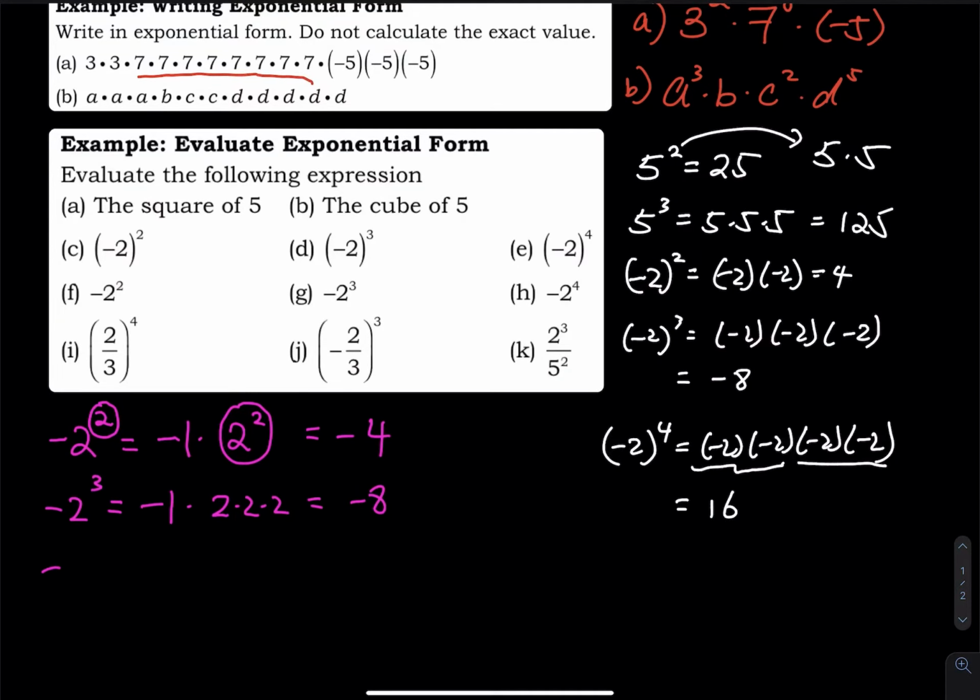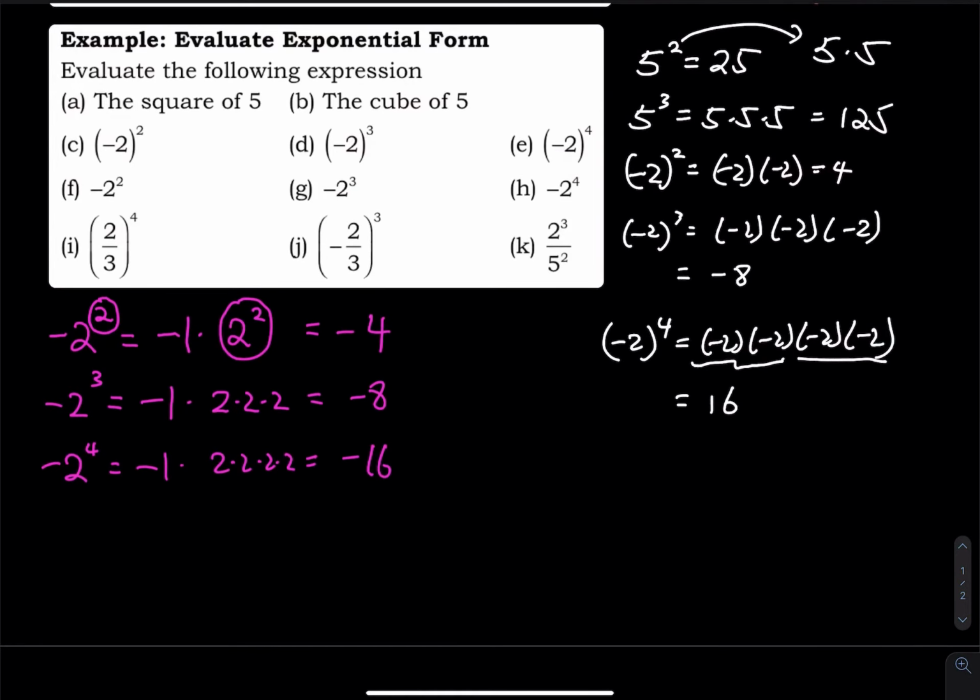And then we have -2 raised to the 4, so that is -1 times 2 times 2 times 2 times 2, right? So that will be -16. And then we have fractions. 2 over 3 raised to the 4th, so that is 2 thirds times 2 thirds. Without a negative, we don't need the parenthesis.